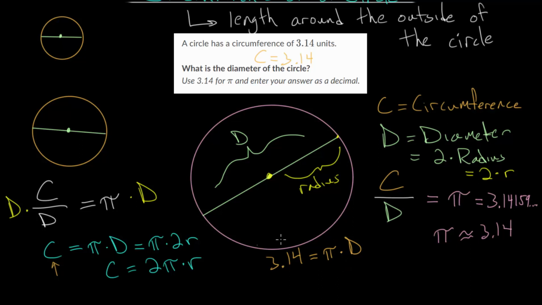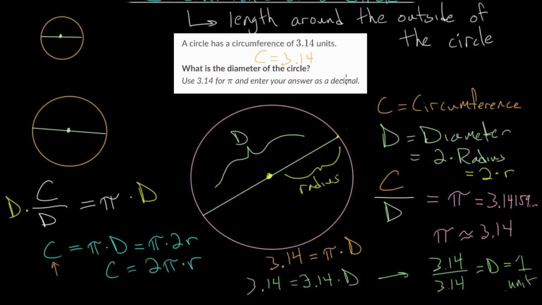Substituting in the approximate value for pi, we have 3.14 is equal to 3.14 multiplied by that diameter that we're trying to find. Dividing each side by 3.14, we get that 3.14 divided by 3.14 is equal to the diameter. And something divided by itself is always just equal to 1. So in this case, the diameter of our circle is simply equal to 1. We could say this is just 1 unit since it didn't specify what the unit is.